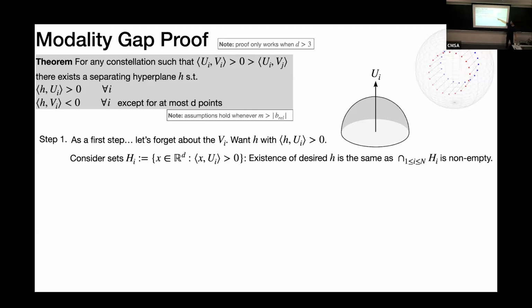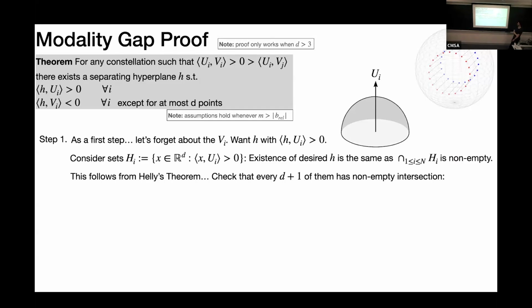And so the existence of the desired H that has a positive inner product with all of them is the same as the intersection being non-empty, right? So why should the intersection be non-empty? Well, there's a wonderful fact from convex geometry called Helly's theorem that gives a sufficient condition for the intersection to be non-empty. Here it's an intersection of n different things, but Helly's theorem tells you that if you check that every d plus one of them, so relatively very few of them, has a non-empty intersection, that's enough. Then all of them together have a non-empty intersection. This uses the fact that these are convex sets.